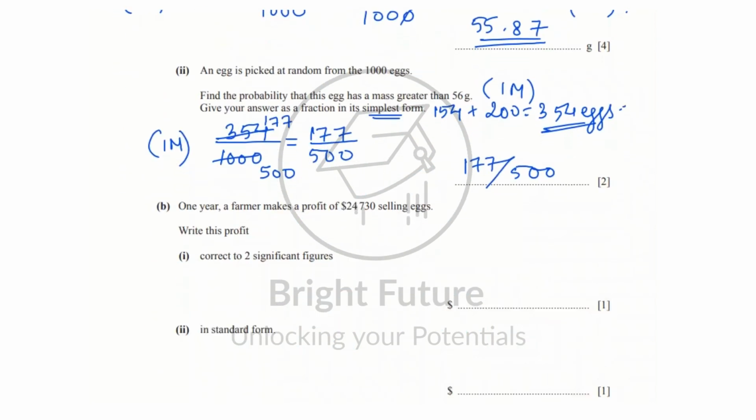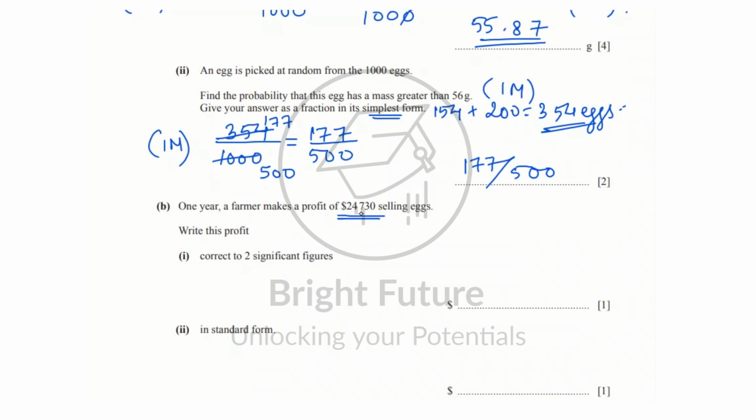One year, a farmer makes a profit of $24,730 selling eggs. Write this profit correct to two significant figures. Two significant figures, so it's going to be 2, 4.